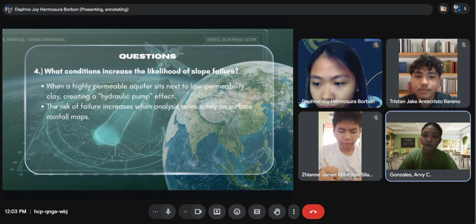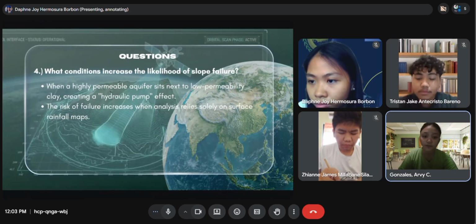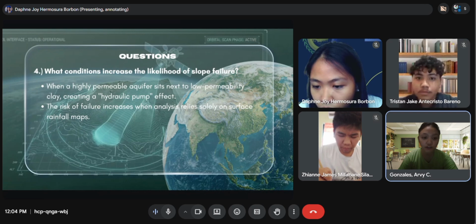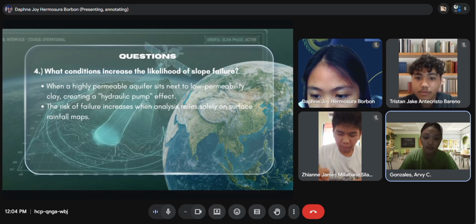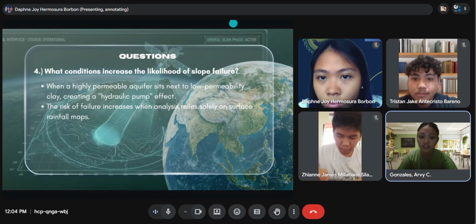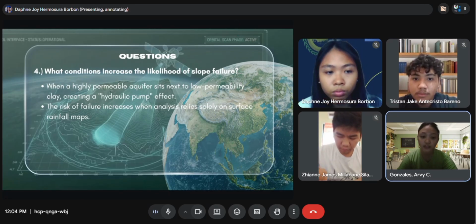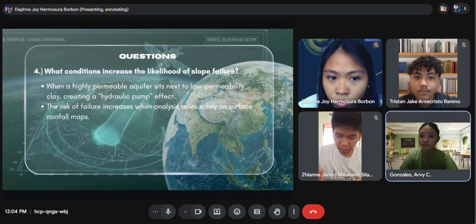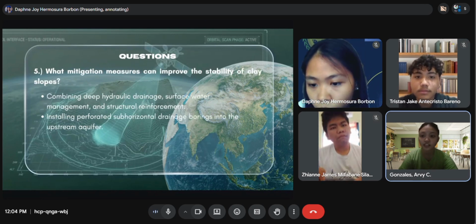Now, number four, what conditions increase the likelihood of slope failure? So failure likelihood increases when a highly permeable aquifer sits next to a low permeability clay, creating a hydraulic pump effect that sustains high water pressure at great depths. Under these intense baseline conditions, the clay matrix becomes hypersensitive, meaning even a tiny variation in deep groundwater levels can severely degrade the soil shear strength. Furthermore, the risk of failure increases when the analysis relies solely on surface rainfall maps, as this completely misses the deep-seated pressure anomalies.